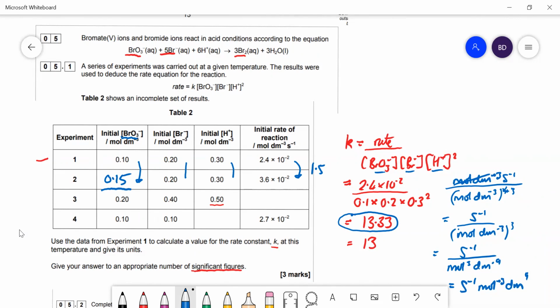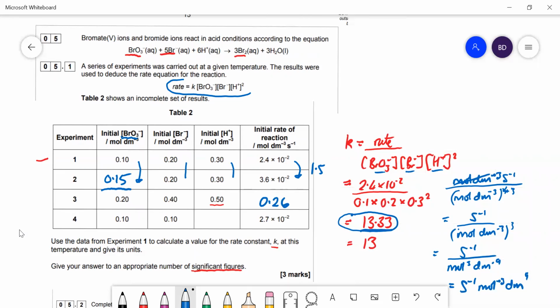The others, there aren't any quick ways of doing it really, and probably the safest thing is to just put this value of K into the rate equation to work out the rate for that one there. You put your numbers in there, and you get 0.26 for that.